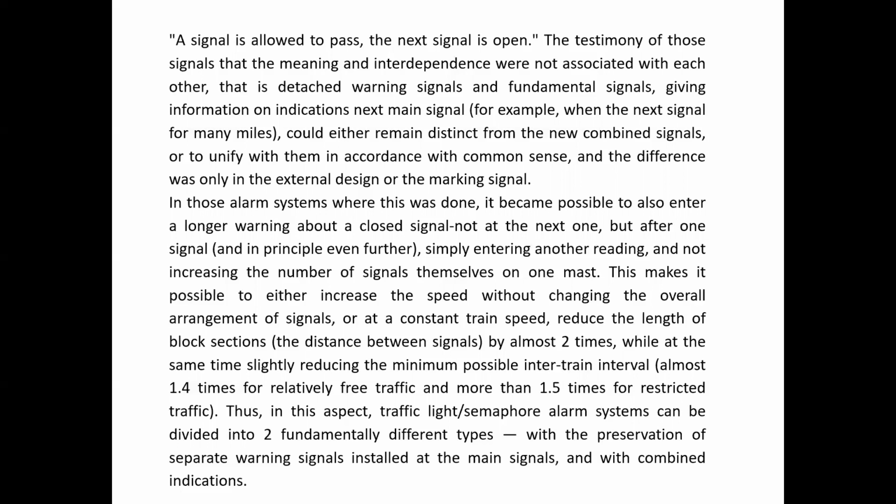This makes it possible either to increase the speed without changing the overall arrangement of signals, or at constant speed, to reduce the lengths of block sections by almost 2 times, while at the same time slightly reducing the minimum possible inter-train interval. Thus, in this aspect, traffic light semaphore alarm systems can be divided into 2 fundamentally different types: with the preservation of separate warning signals, and with the warning installed at the main signal with combined indications.